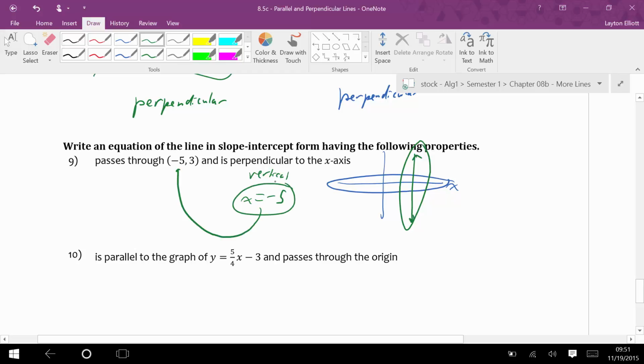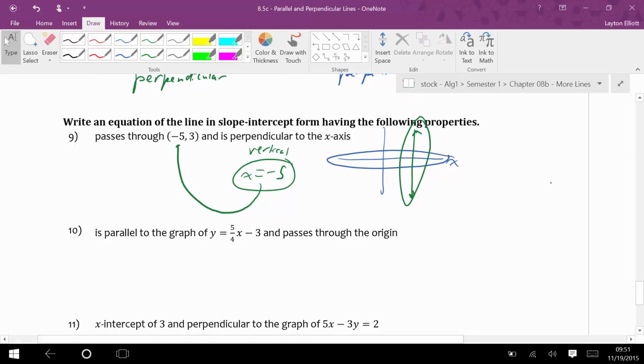There really isn't any other work you have to show for that. Since I'm a visual learner, I would probably draw or sketch an axis and just try to figure out the direction that it's talking about. Remember, vertical lines, x equals equations, undefined slope. Horizontal lines, y equals equations, slope is equal to 0.